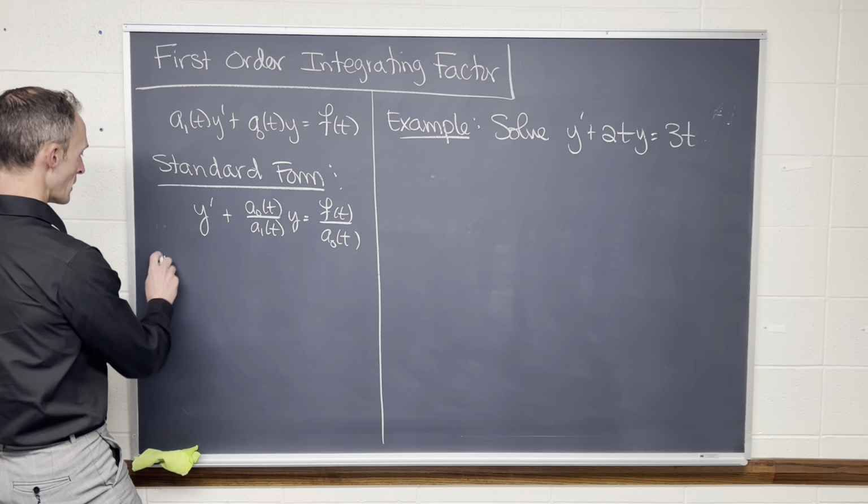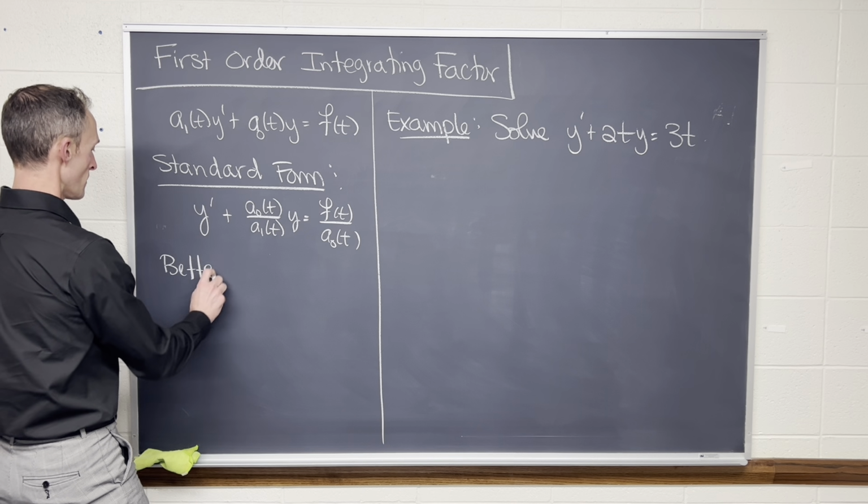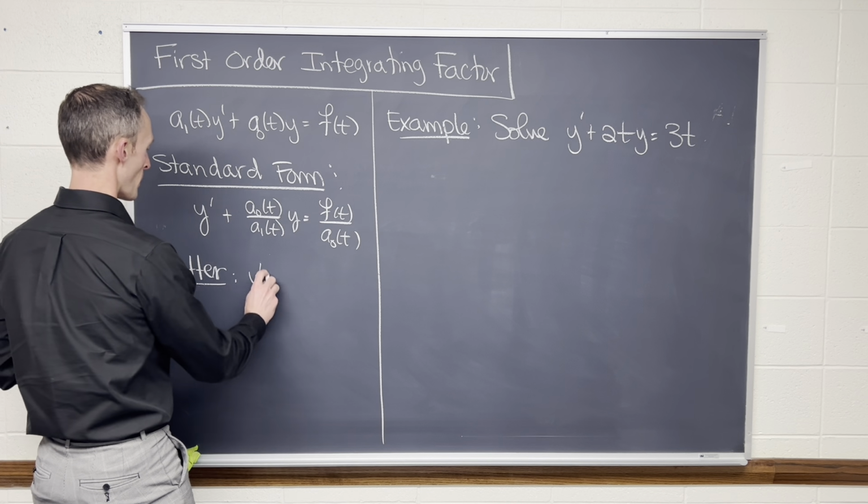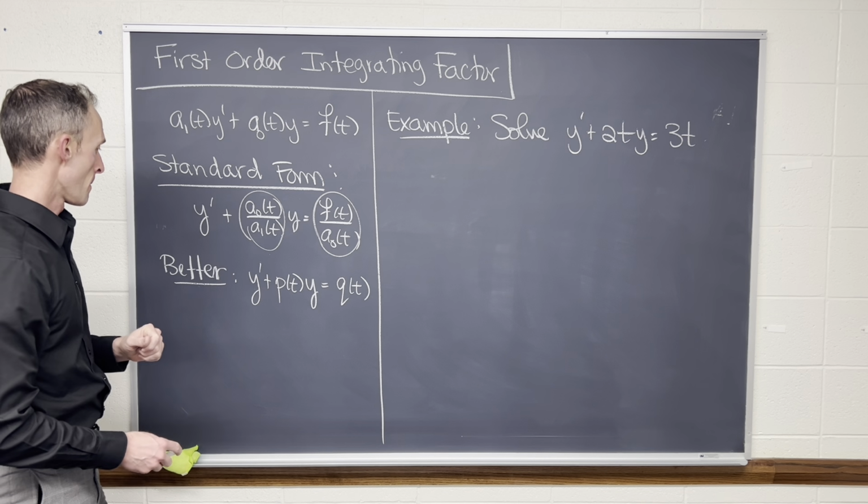I don't really want to write these as fractions the whole time. So what's better, and what you'll often see, is something like y prime plus some function of t, p of t, times y is equal to q of t, where that's p and that's q. That's what we call the standard form of a first order linear ODE.